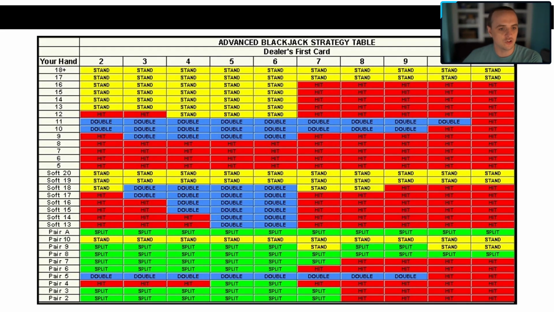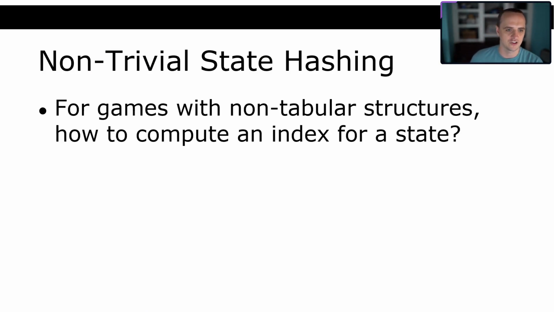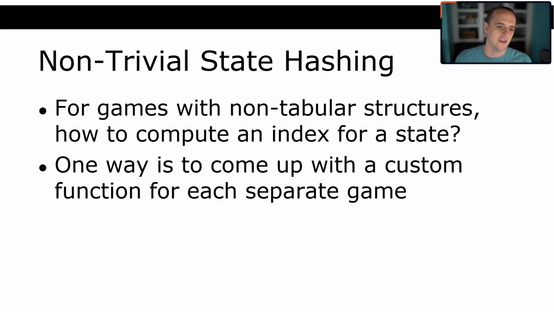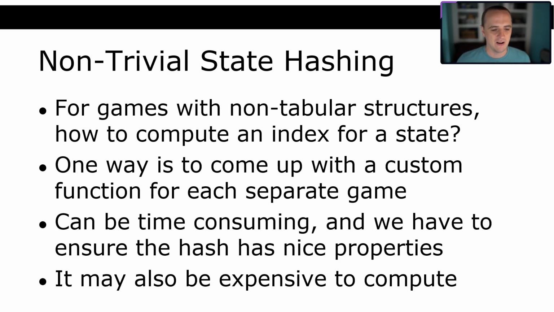What about, okay, these are trivial, right? These are like 1-to-1 and onto. What about non-trivial state hashing? So for games with non-tabular structures, how do we compute an integer value for a state? One way is that for each game, we could come up with some custom function for each separate game, but that can be really time consuming. And we have to ensure that the hash has really nice properties. And it may also be very expensive to compute.